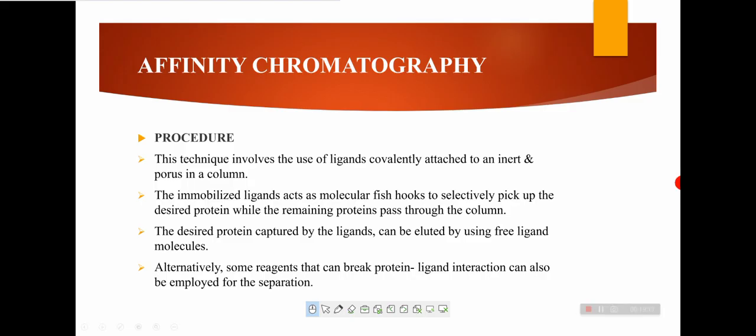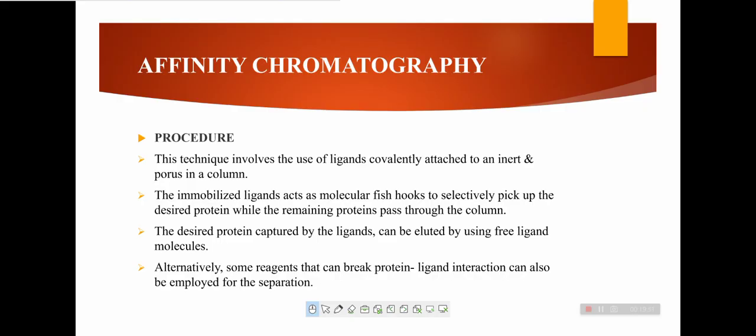The procedure of affinity chromatography involves the use of ligands which are covalently attached to the inert and porous matrix in the column. The two phases of affinity chromatography are the same as in paper and ion exchange: the mobile and the stationary phase. First, we add cell lysate to the column. The protein of interest will interact with the cellulose beads through the matching affinity. Then we add wash buffer and remove remaining unspecific proteins and other substances.